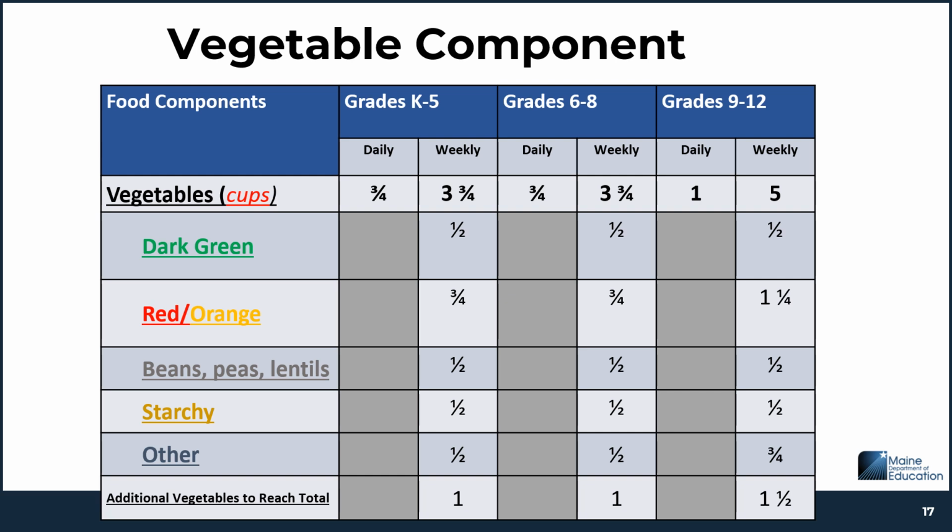A half cup of vegetables from the dark green, beans, peas, lentils, starchy, and other vegetable subgroups must be offered, and a larger quantity of vegetables from the red-orange subgroup must be offered each week. The red-orange subgroup requires that at least 3/4 cup be available in grades K through 8 and 1 1/4 cup be available for grades 9 through 12.